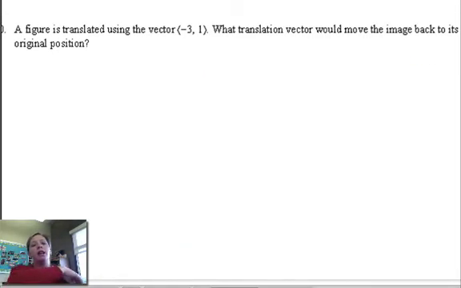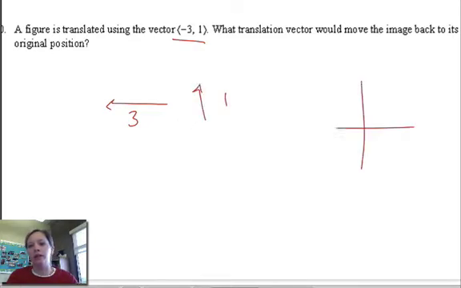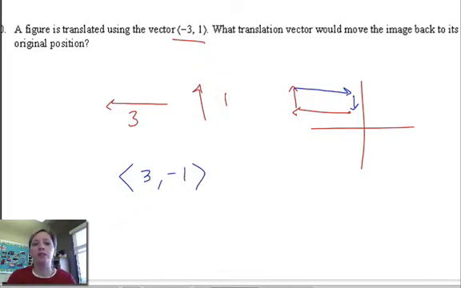Okay, so number 10, if a figure is translated using the vector <-3, 1>, what vector translates it back to its original position? Well, this vector moves it to the left 3 and up 1. So if I had something that moved left 3 and up 1, and I wanted to go back to my original position, I'm going to have to go right 3 and down 1. So that vector would be represented by <3, -1>. You just take the opposite of each of your coordinates.